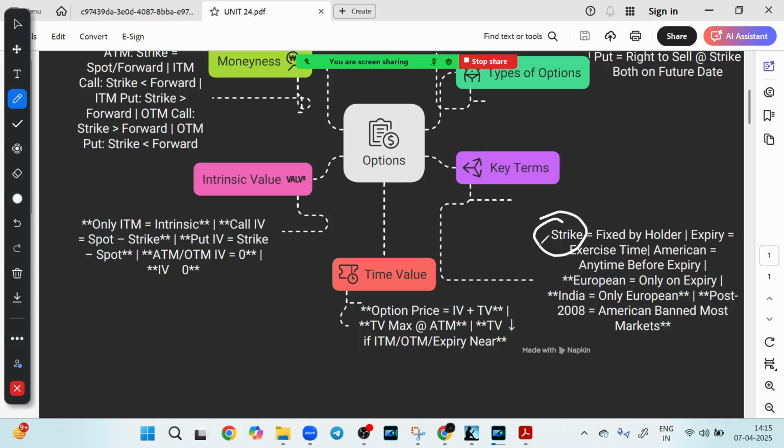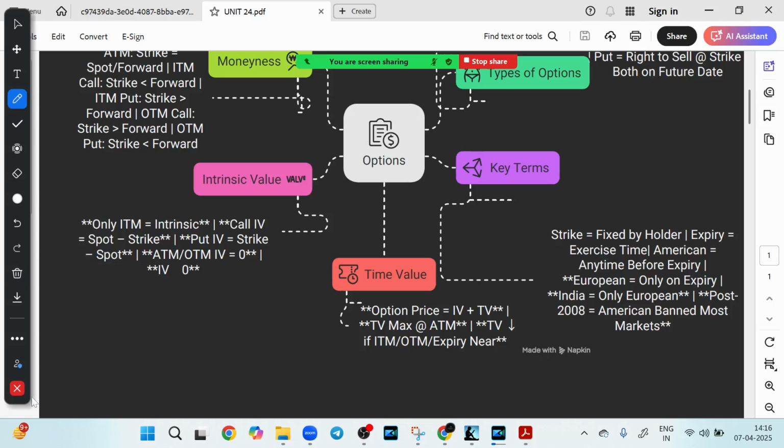So what is a strike price? A strike price is the price at which the option holder can buy or sell, which means it is fixed by the holder. And expiry date is the deadline to exercise the option. These two parameters are fixed by the holder at the time of purchase, that yes, I will exercise this particular option on this particular date. European and American options we have already told you.